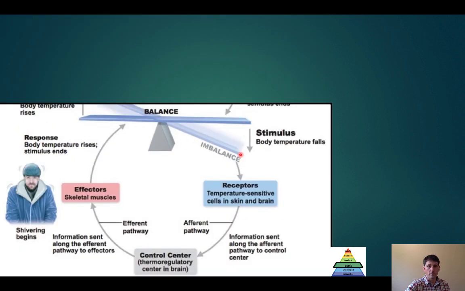If it drops too low, again, we have that stimulus coming in through our afferent pathway to our control center. We send information along the efferent pathway to our skeletal muscles to shiver, and again, that's going to help us bring that body temperature back up.